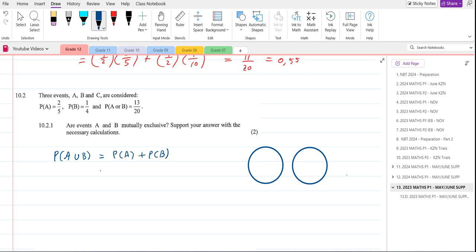So now what's the probability of A? 2 out of 5. What's the probability of B? A quarter. Or you can check that the intersection is 0. That's mutually exclusive, right? Let's just put it in a Venn diagram with the sample space and everything. So this is A and that's B, just for your information. Right, so now let's see. What's the sum of these two?